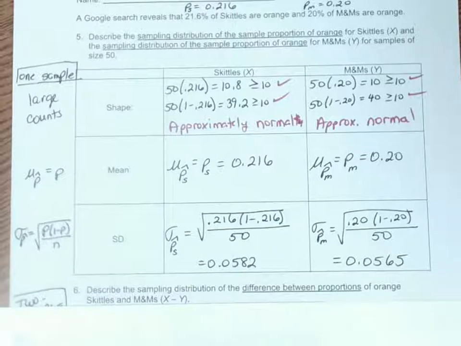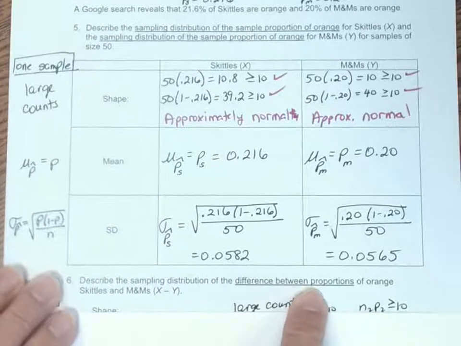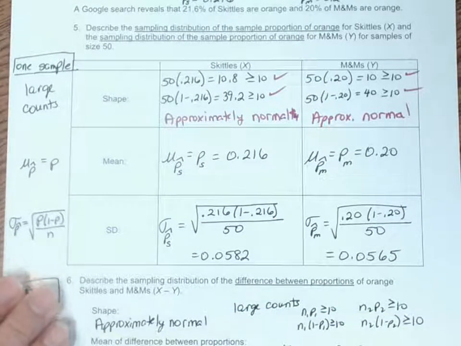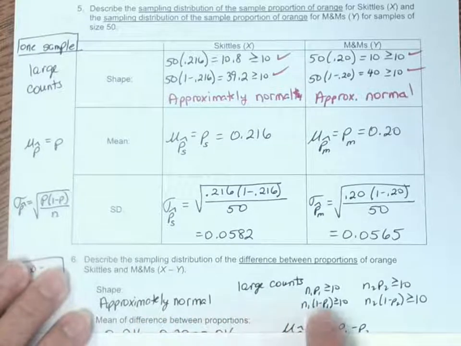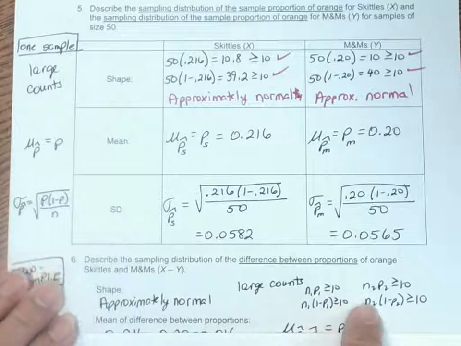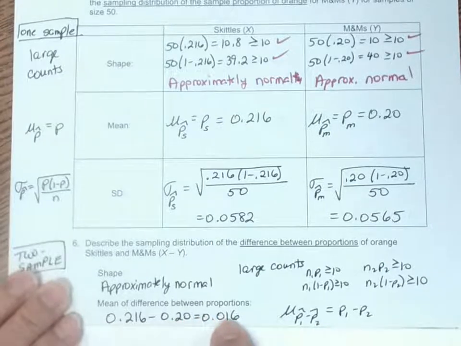And now we want to describe the sampling distribution for the difference between these two proportions. It's approximately normal because we met the large counts criteria for both of them. The mean of the difference between the two of them, I take the Skittles minus the M&M's proportion. I got 0.016. So again, here's my formula for checking for that.